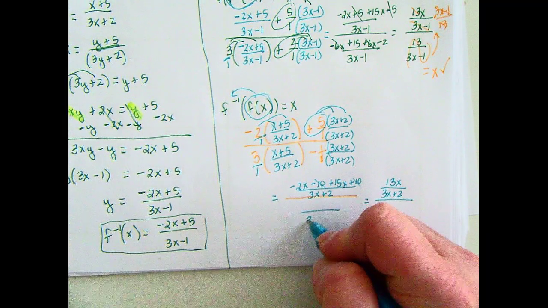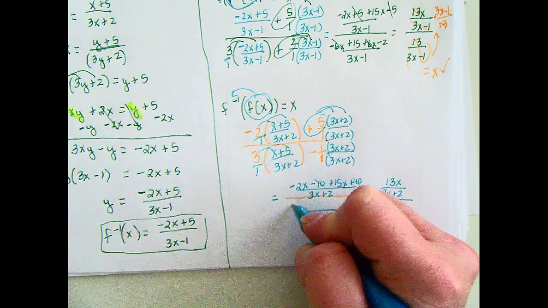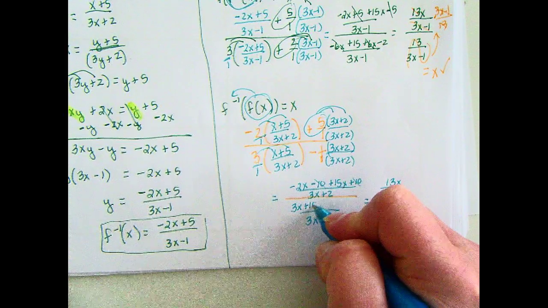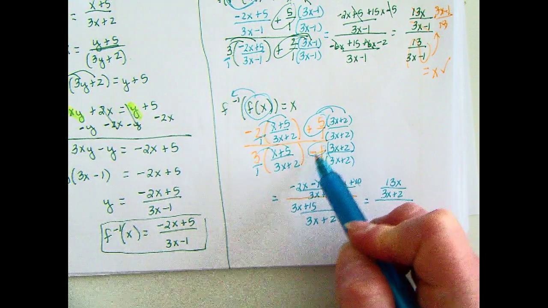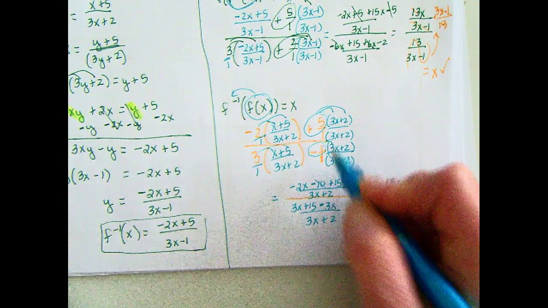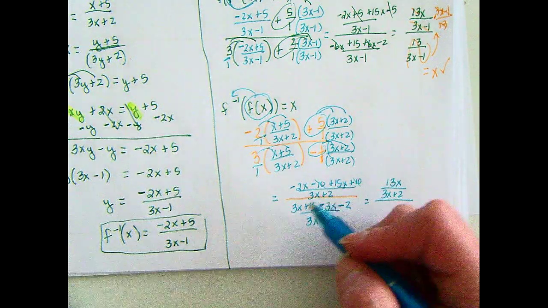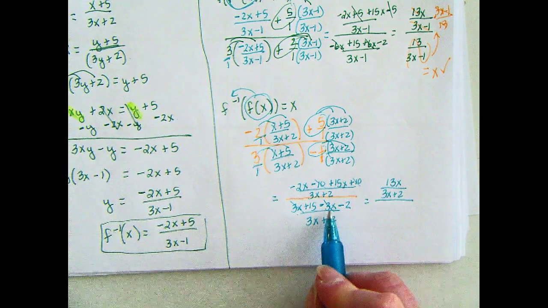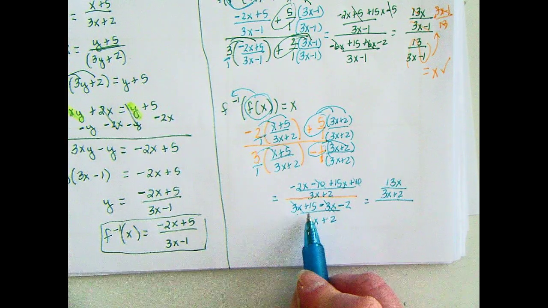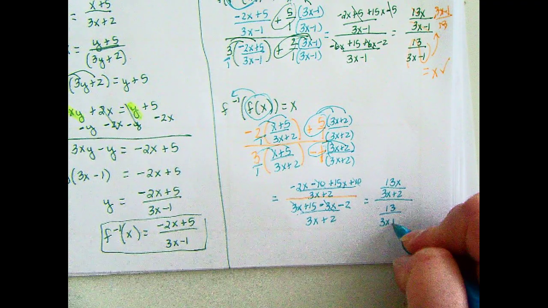Bottom, common denominator. Distribute the 3. You get 3x plus 15. Be careful here. I'm distributing a negative 1. Negative 1 times 3x is negative 3x. Negative 1 times 2 is negative 2. Again, something should cancel. Positive 3x, negative 3x, gone. 15 minus 2 is 13 over the common denominator.